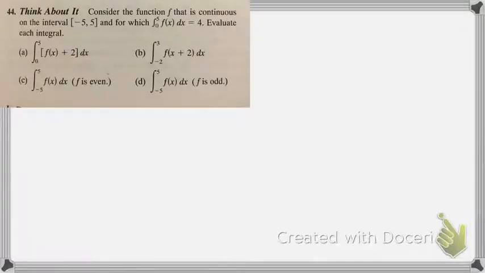So when you're reading through this, they talk about some function that's continuous on the interval -5 to 5. And then they tell us this one fact: the integral of the function from 0 to 5 is 4. And then they start to ask us questions about other stuff. So when we're looking at part A, what do you notice?